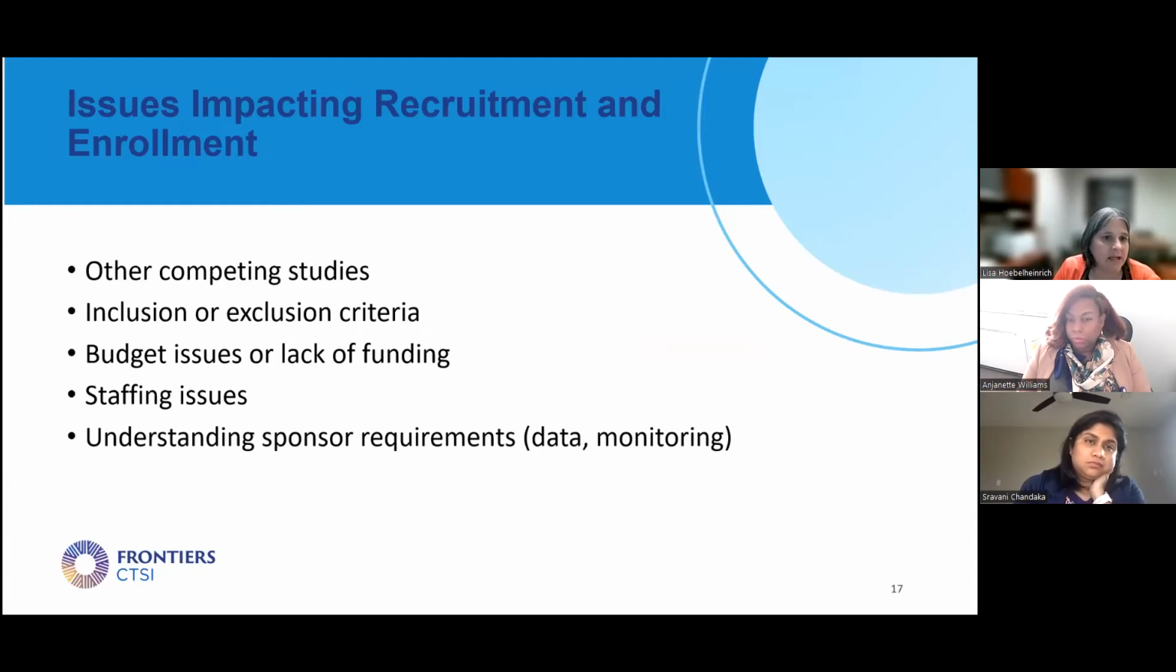might negatively impact recruitment. Of course, being sure that there's the budget and the staffing and a clear understanding of sponsor requirements is also always important, and in that upfront planning for the trial.